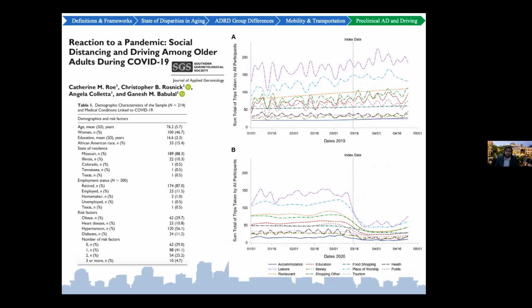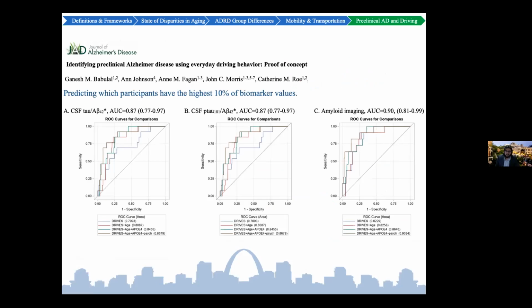Okay, I'm running out of time here, so I am going to quickly talk about a very recent study where we wanted to see if driving behavior could predict preclinical Alzheimer's disease, simply using a number of metrics that we collect from the Drives chip. And long story short, we were able to find some really remarkable AUC curves, or area under the curves. So for these sets of figures, the first sets of figures here, A through C. In A, you have CSF tau over A beta 42. B, you've got p tau over A beta 42, and C is amyloid imaging.